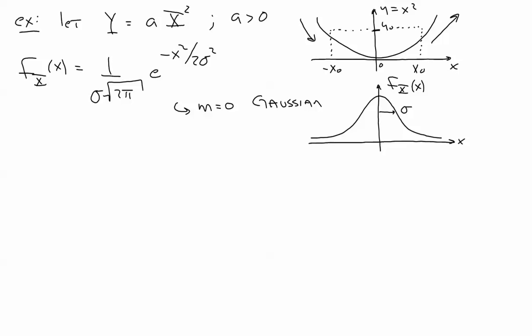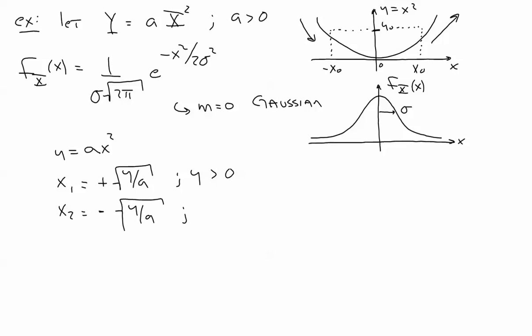All right. So, first thing we do, we have y equals ax squared. We can invert this, and we come up with two results. x1 equals the positive square root of y over a for the region y greater than 0. And we have x2 equals negative square root of y over a in the region y is less than 0.